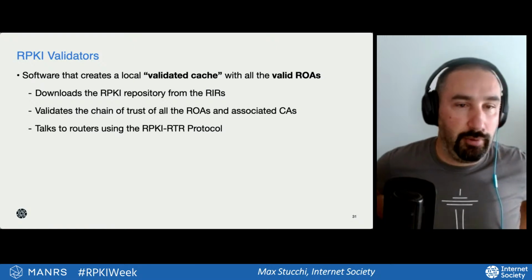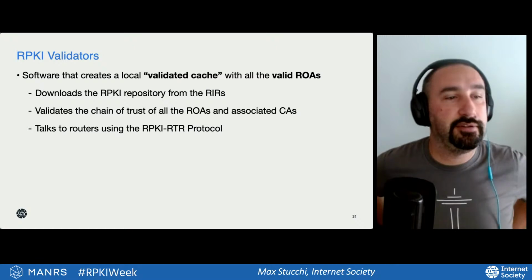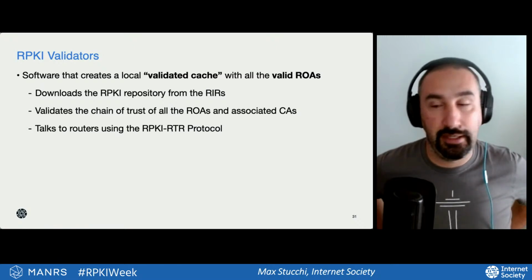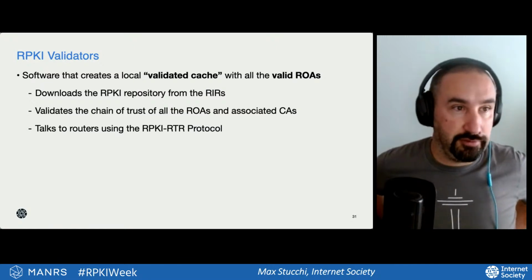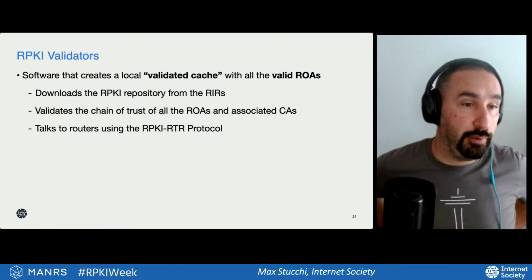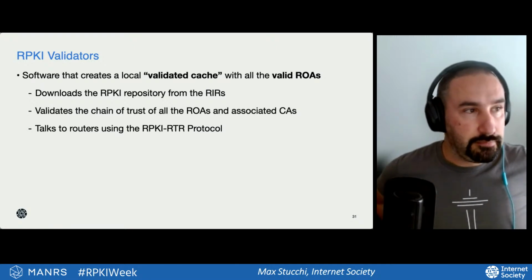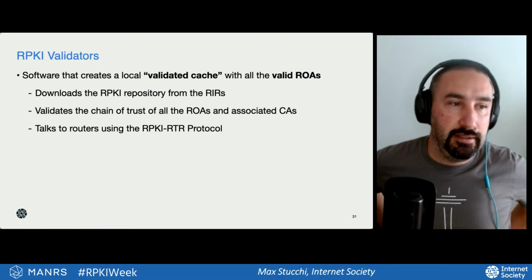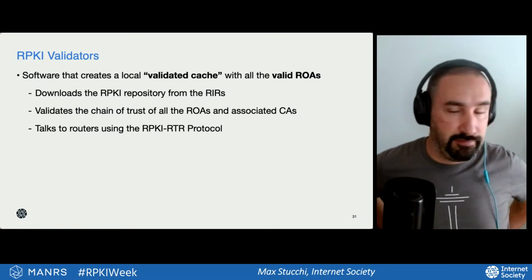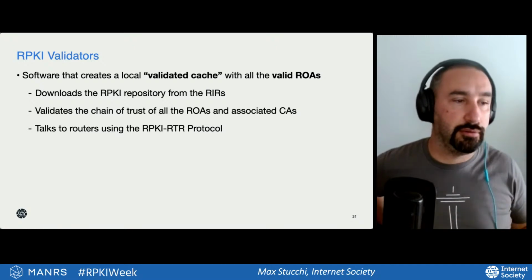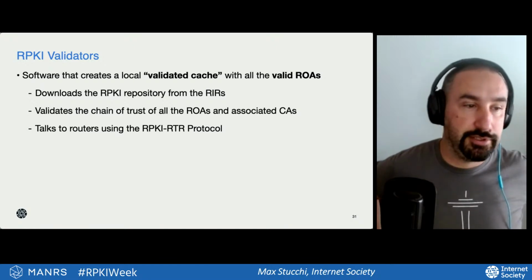The way validators do it is they download the RPKI repositories from the RIRs and from the private publication points of all the people who run delegated RPKI, validate the chain of trust of everything, and then talk to the routers using a dedicated protocol called RPKI RTR, which is very, very simple.